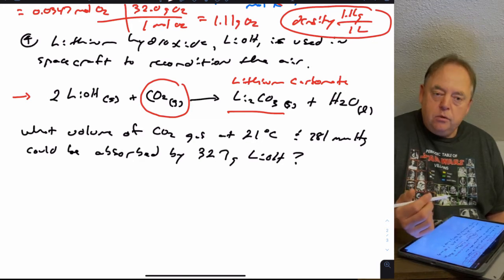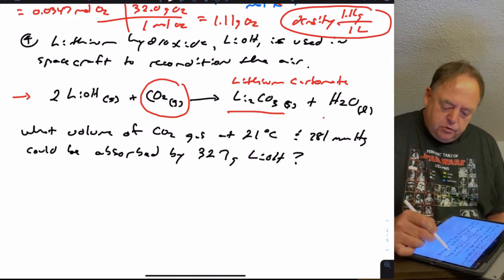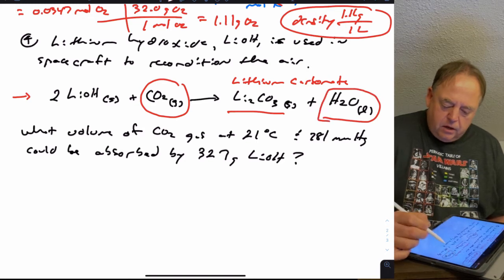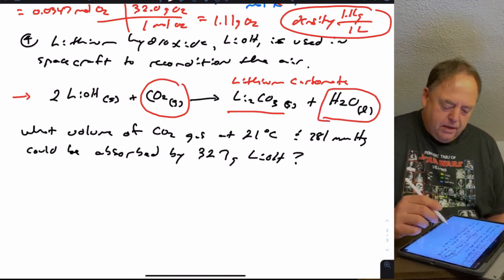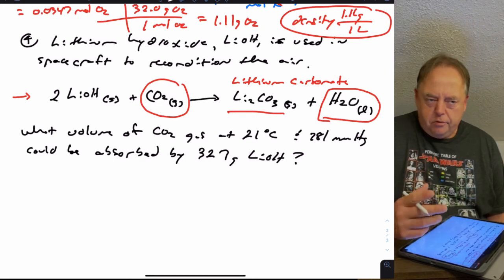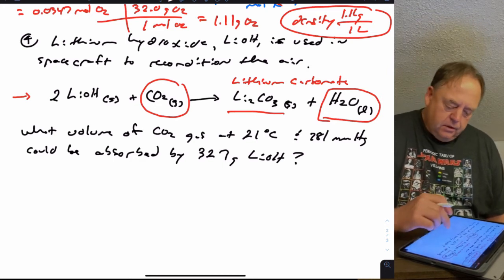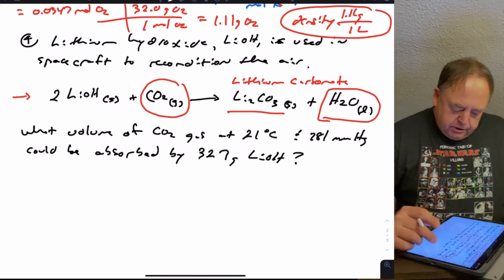And what's another reason why this is useful? This reaction generates H2O, water, which is obviously useful to have in space as well, because if you can make your own water, then you don't have to take it with you.